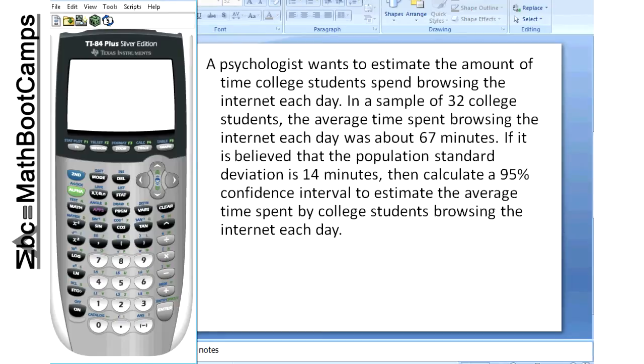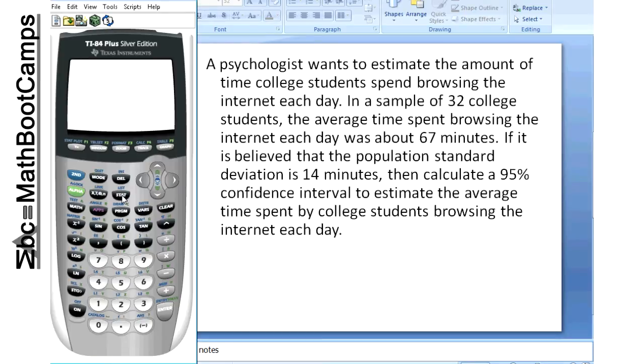So in this example, I'm told somebody wants to estimate the amount of time college students spend browsing the internet each day. And so we have some sample data. And then I notice a very important sentence. It says, if it's believed that the population standard deviation is 14 minutes, ... So we're trying to estimate an average, and we're told to assume we know the population standard deviation. That's when you're going to use a z-interval.